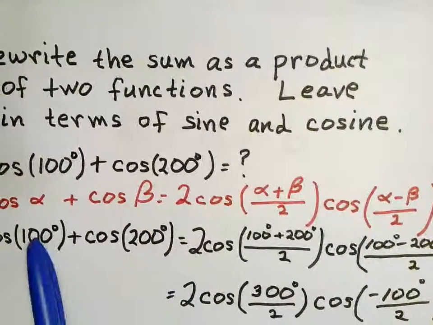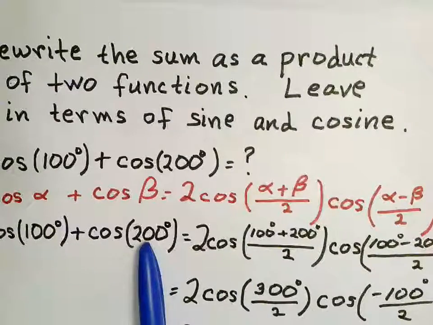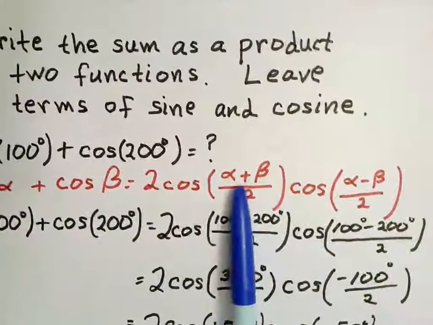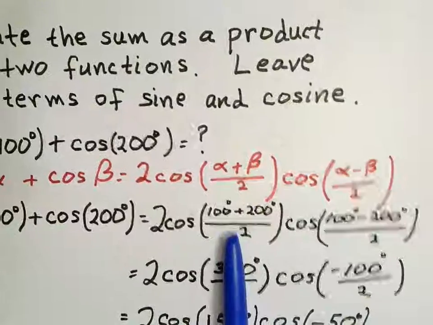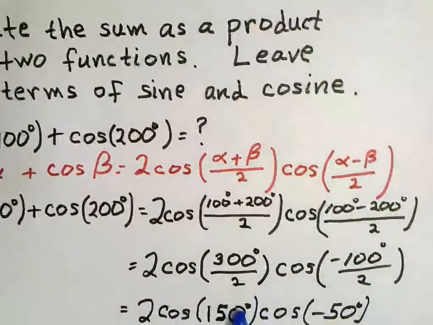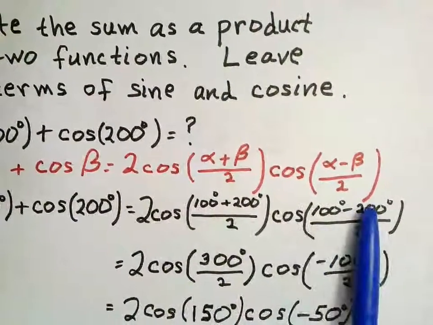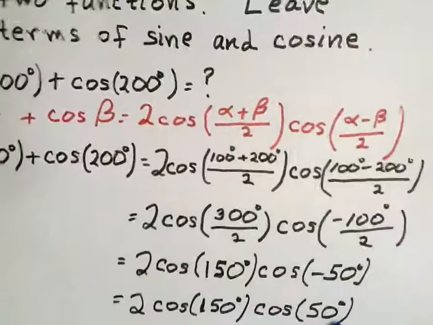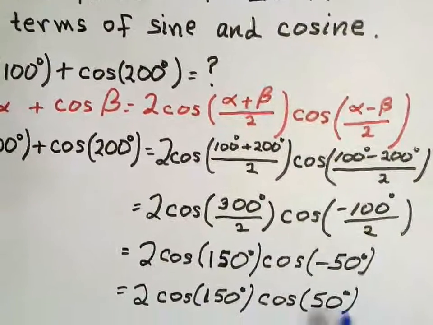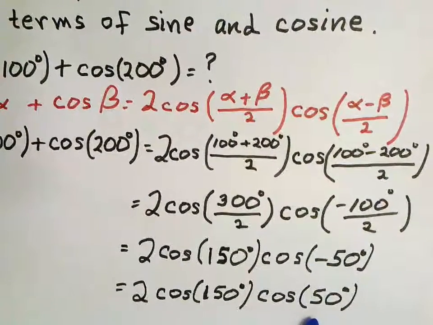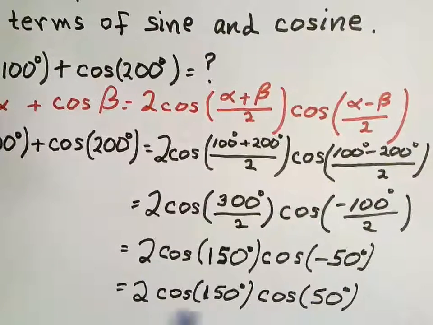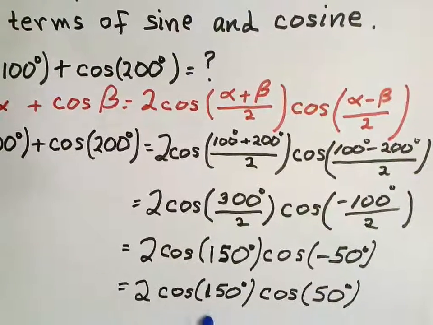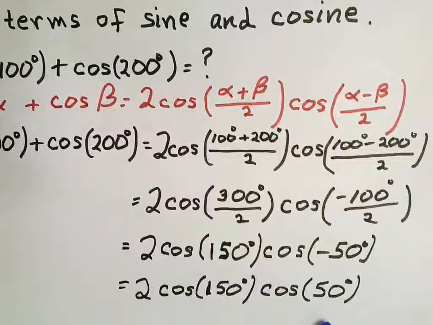So wherever I see alpha, I'm going to put 100 degrees. Where I see beta, I'm going to put 200 degrees. Here I add them. I get 300 degrees divided by 2, which is what, 150 degrees. I subtract them. I get a negative 100 degrees divided by 2, which is negative 50 degrees. And again, cosine is an even function. So cosine of a negative angle is the same thing as cosine of what? The positive angle. So my answer here is 2 times the cosine of 150 degrees times the cosine of 50 degrees.